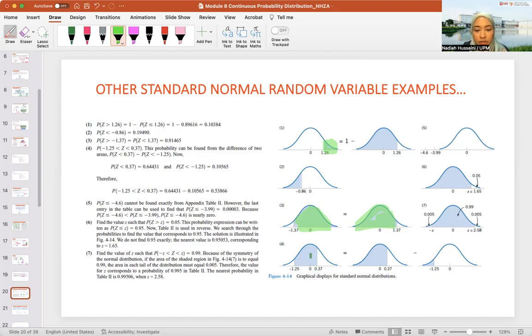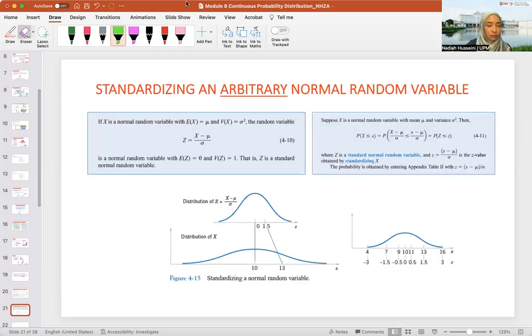From here, if you're trying to find this region, you need to find all of this region first, minus this region to get the middle part. Basically, it tells you how to approach problems. Hopefully you can read that on your own time because it's very simple. It's 10:21. I'm going to talk about this one first and then we're going to take a 7-minute break.